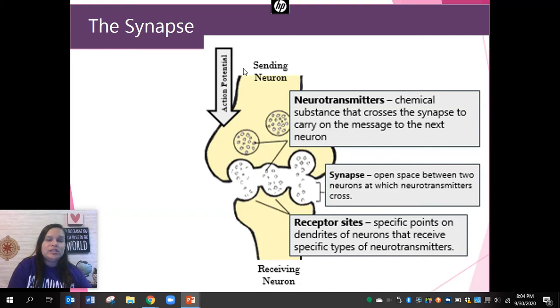So we have two neurons here. We have the sending neuron that had the original action potential, and they're sending neurotransmitters across the synapse. And then we have a receiving neuron that's receiving the neurotransmitters, but then will eventually return them.